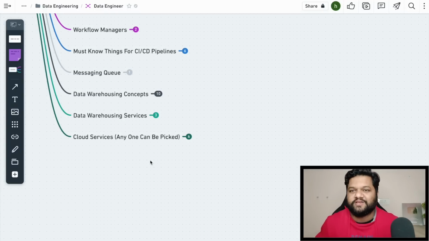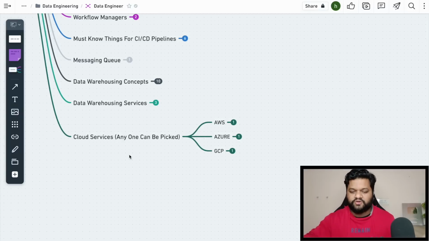Now coming to the last but not the least, a match made in heaven, which is cloud services plus big data. I have created three segments because at any given point of time, you can start with any of the cloud components. But if you look at the market and the job descriptions, in most companies you will find AWS as their primary cloud platform. As a beginner, you can definitely start with any one which you feel is feasible. I have listed the important services which you need to target with respect to data engineering, big data and data pipeline building for every cloud platform.